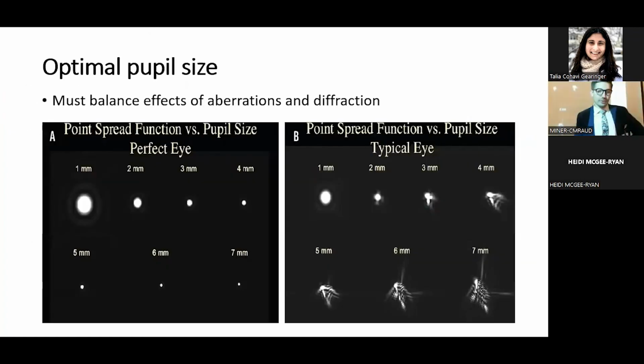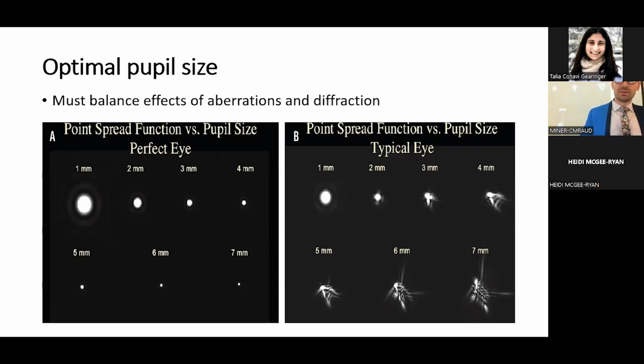So there is this question of, well, what's the optimal pupil size? Because if you had a perfect eye and you were only dealing with diffraction on one hand, you would want a really big pupil, right? Because as we think of that water analogy, if you make that pupil really big, the effect of the water ripples is going to be less. And so you can see this point spread function with a 1 millimeter pupil is really big, but as you increase your pupil diameter to 7 millimeters, it becomes really small. So we all want really big pupils, right?